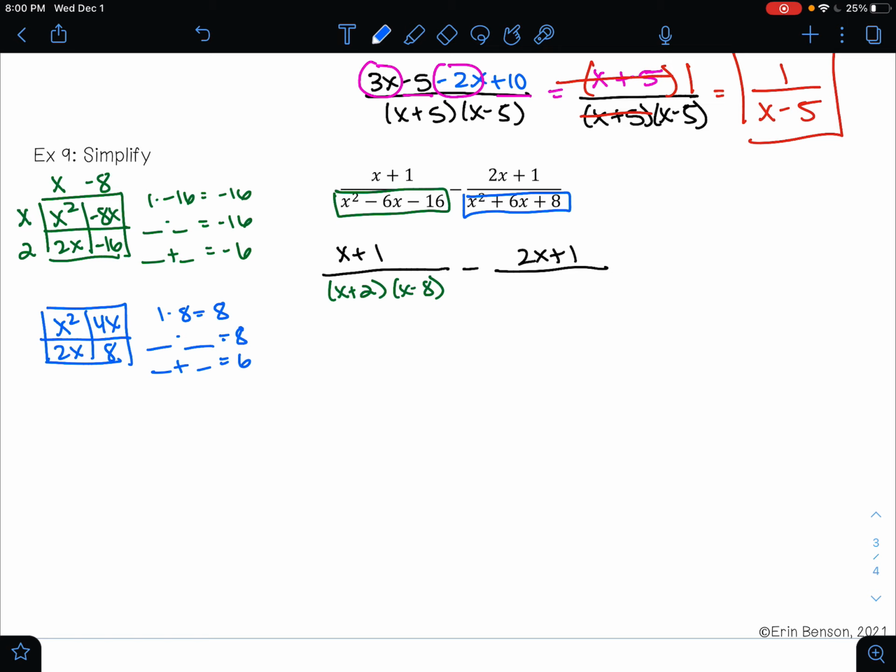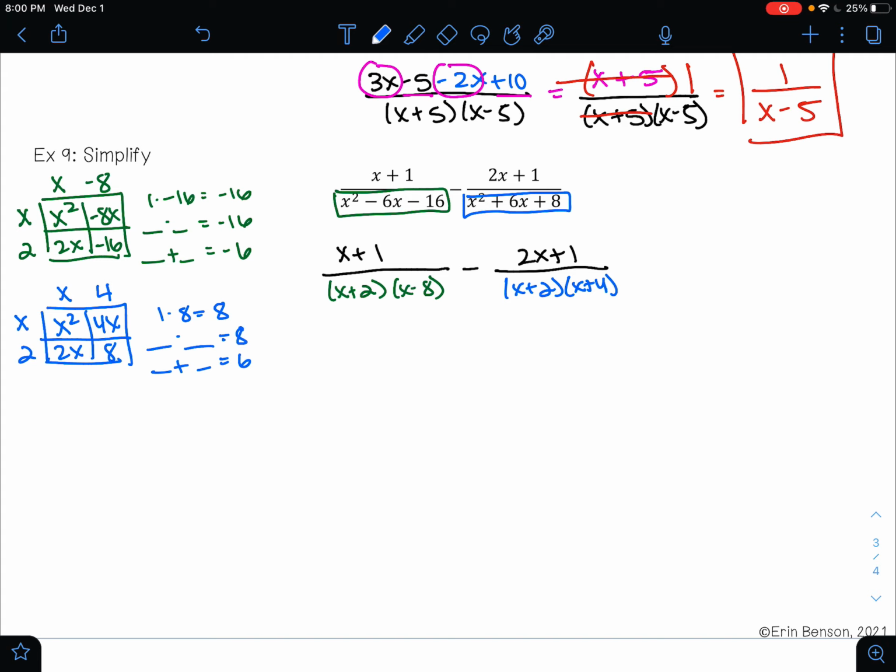The greatest common factor of my top row is x. The greatest common factor of my bottom row is 2. The greatest common factor of my left column is x. And the greatest common factor of my right column is 4. So here I'm going to have x plus 2 times x plus 4.